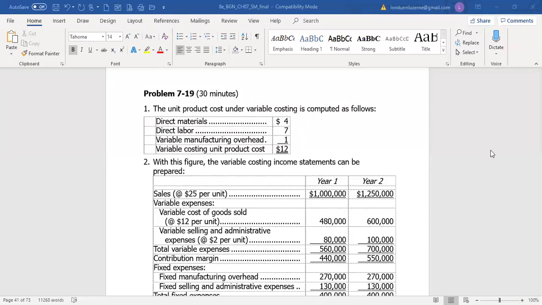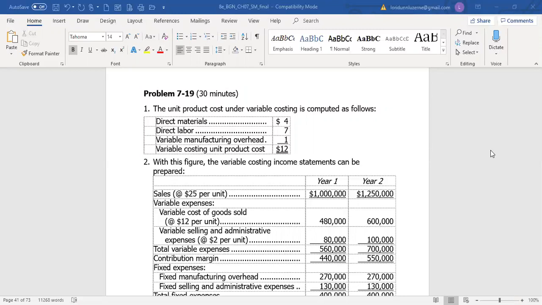$720,000, gross margin $280,000. Their selling and administrative is $2 per unit variable. The other $130,000 of the selling and administrative costs are fixed. They don't change. They're subtracted from gross margin to get net operating income. And then you could see year two there as well.